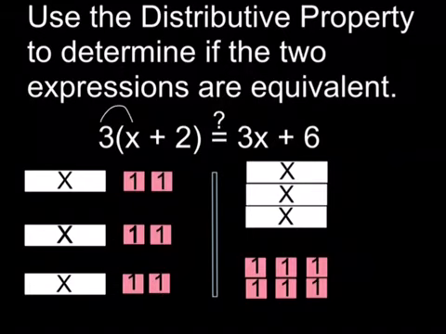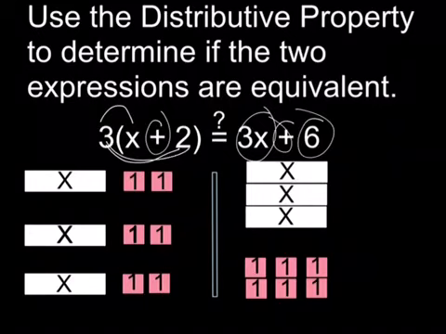So we know we could multiply this out. 3 times x is 3x plus 3 times 2, this here, is 6. So those are equivalent. We've used the distributive property to see those two expressions are equivalent.